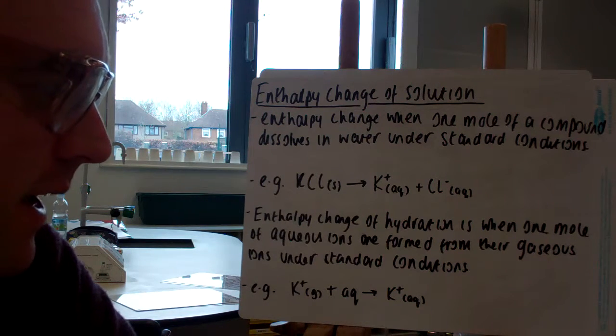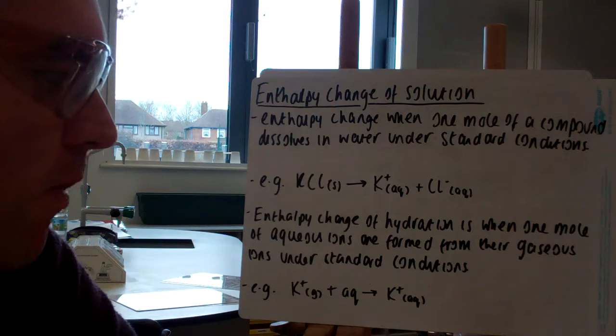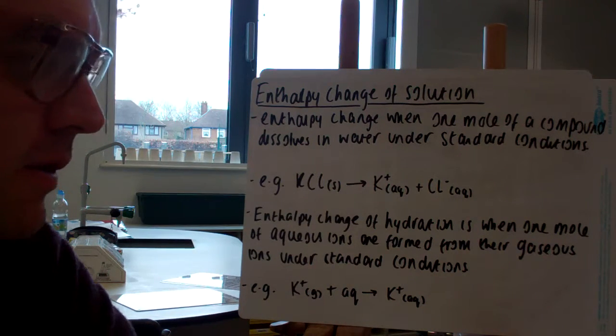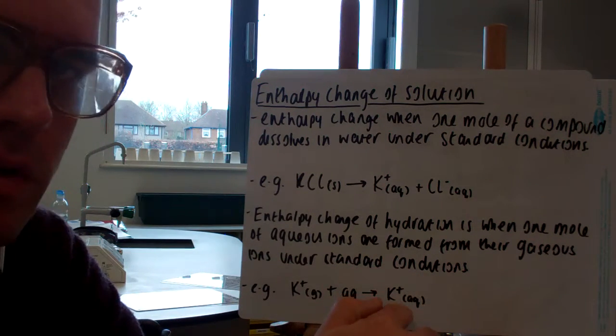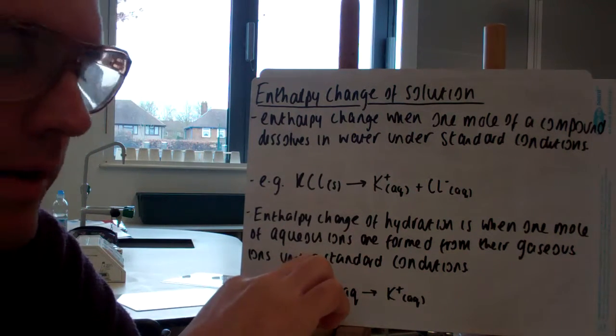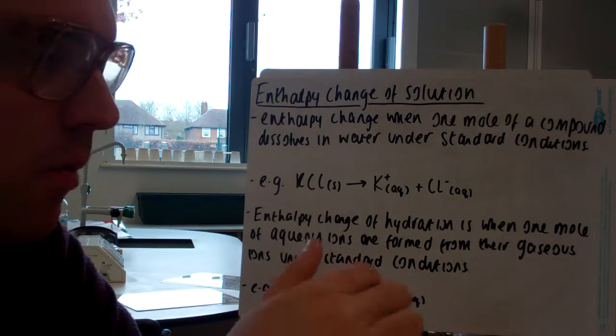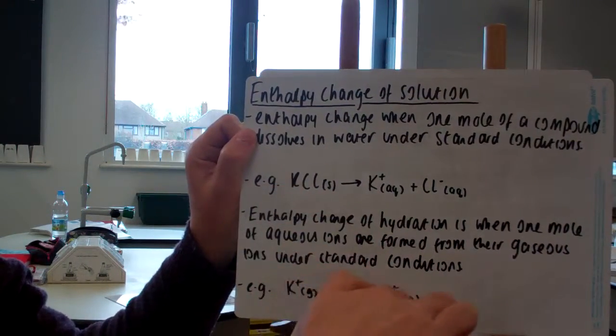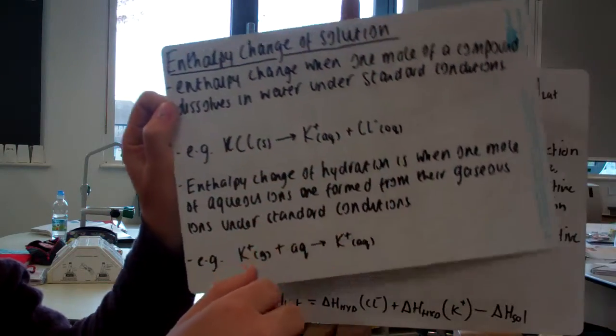Now something slightly different to that is the enthalpy change of hydration, which is when one mole of aqueous ions is formed from the gaseous ions under standard conditions. So we go from gaseous ions to aqueous ions like that. This one is just looking at the measure of the attraction between the water and the ion. Okay, the bigger the attraction there is, the more exothermic the value would be. Well, this one's always exothermic. This one could be exothermic or endothermic.